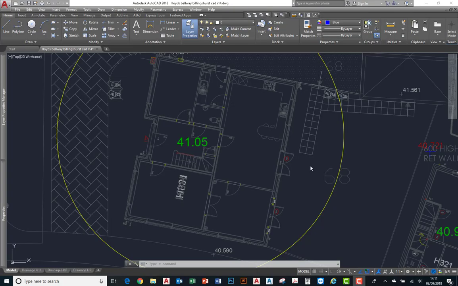Okay, so the next thing after layers is probably a good thing to do is to find out what sort of scale or units the drawing is being created in. There's a number of ways of doing that. One of them is to actually type in units on the keyboard.